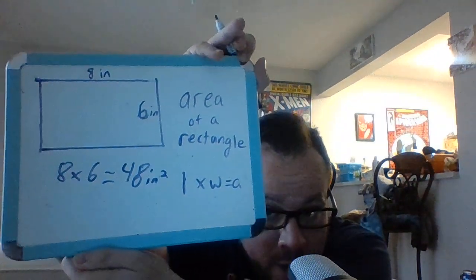So what's 8 times 6? Get out your calculators if you don't have them already. We know the answer of 8 times 6, of course, is 48. But 48 what? 48 inches. Inches what? Remember, multiply inch by inch. We got to put that little 2 at the end of inch. Inches squared. 48 inches squared.